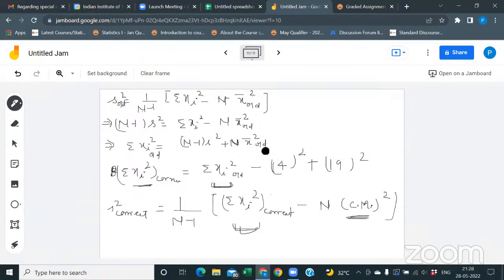Yes, sir. From here you will get the value of the summation xi square old. Put that value in this one. You know the wrong one and you know the correct one, so after putting this value you will get the summation xi square correct one. Put that here and put the corrected mean square, and you will get the correct s square. Clear? Yes, sir. Clear.